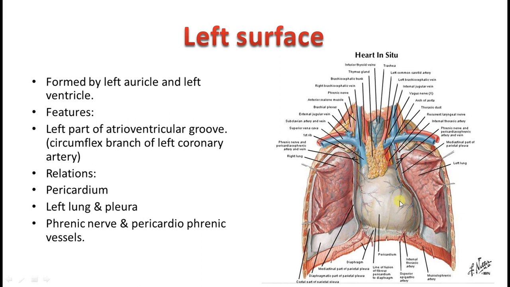Now between the pericardium and the mediastinal pleura, you have the phrenic nerve and the pericardiophrenic vessels. The phrenic nerve and the pericardiophrenic vessels intervene between this left surface covered by pericardium and the mediastinal surface of the left lung covered by the mediastinal pleura. That is about the left surface of the heart.